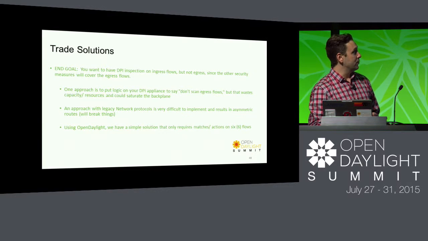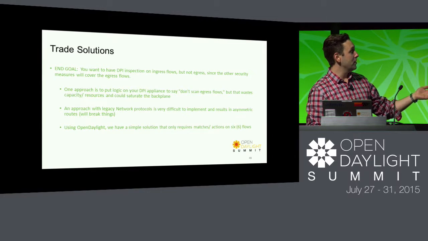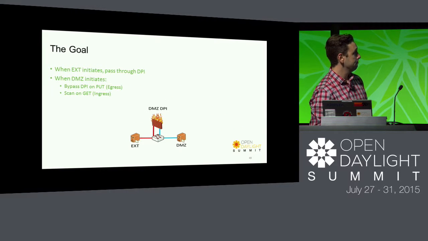Using legacy network protocols, it's very difficult to implement, and it could result in asymmetric routes. That's going to break things, so you don't want to do that. But with OpenDaylight, there's a very easy solution that I'm going to demonstrate using 6 flows.